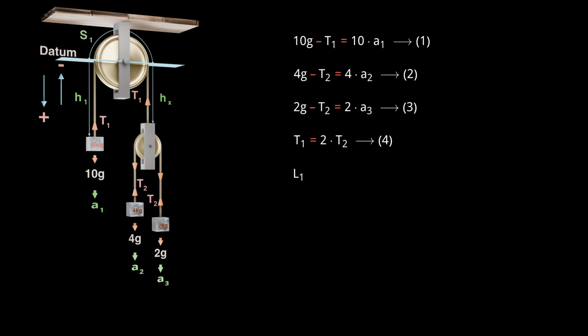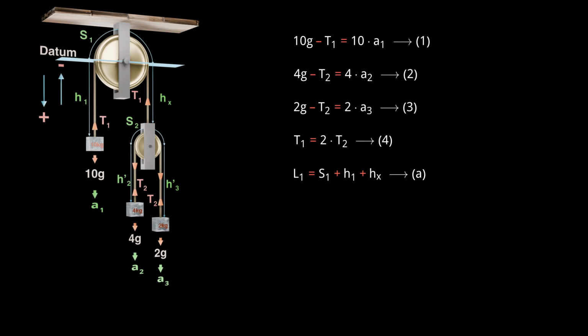Using the datum as the reference point, the total length of the rope can be written as the sum of the fixed portion, S1, and the variable portions, H1 and Hx, that change with the movement of the masses. Thus, the total rope length is L1 equals S1 plus H1 plus Hx. This equation relates the constant and variable segments of the rope, laying the foundation for deriving the constraint equations.